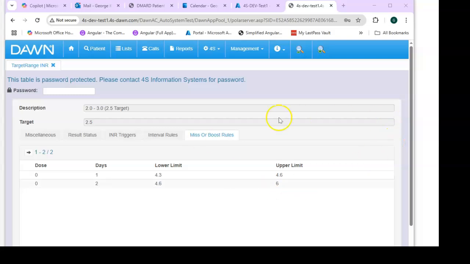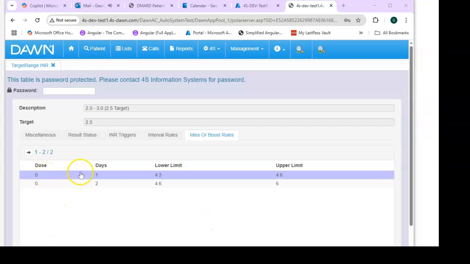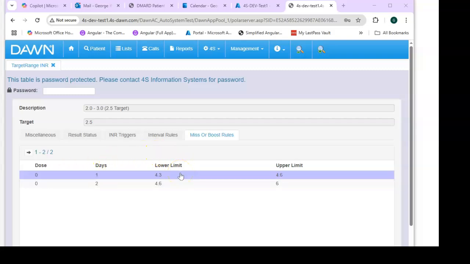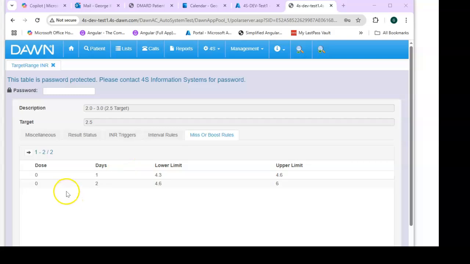And we do that on this Miss or Boost Rules tab. The settings are very simple. Here's the dose is 0 for 1 day: take 0 milligrams for 1 day if the INR is greater or equal to 4.3 and less than 4.6. And we'll take 0 milligrams for 2 days if the INR is greater than 4.6.